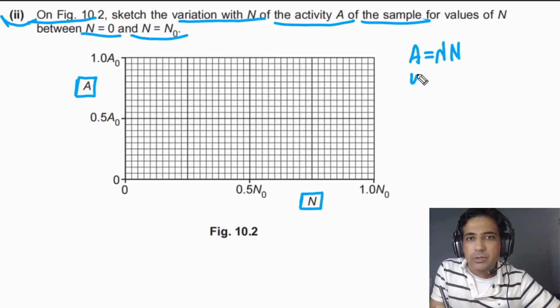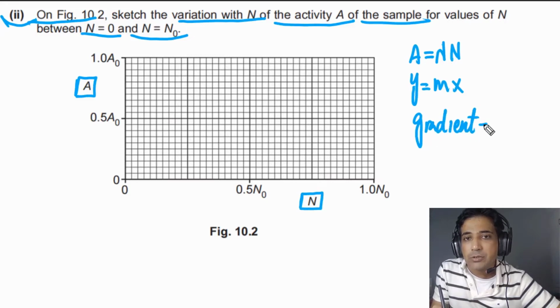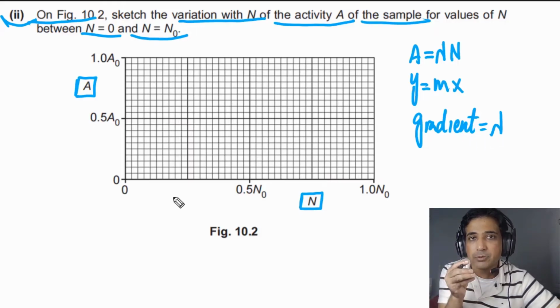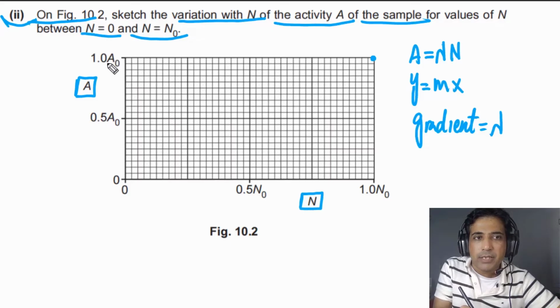In this case, you can compare this with the straight line equation y equals mx. So the gradient will be equal to lambda, and lambda is constant. So the gradient of the line has to be constant and it has to be a positive gradient. It simply means that we have initially N number of nuclei, so the activity is this.